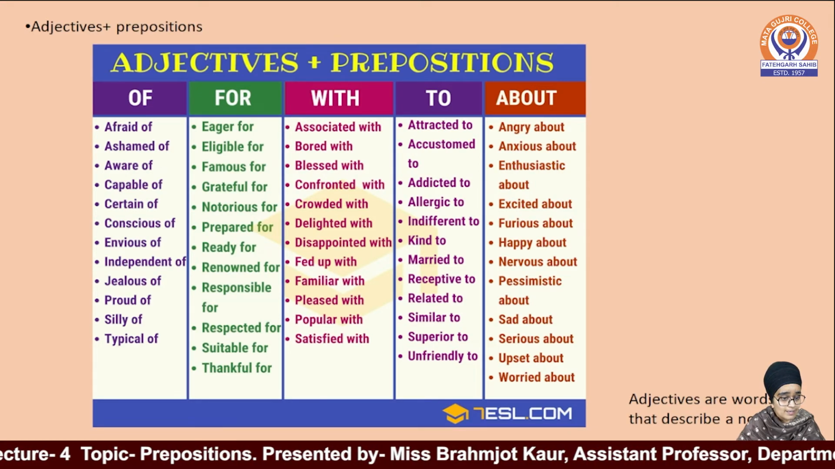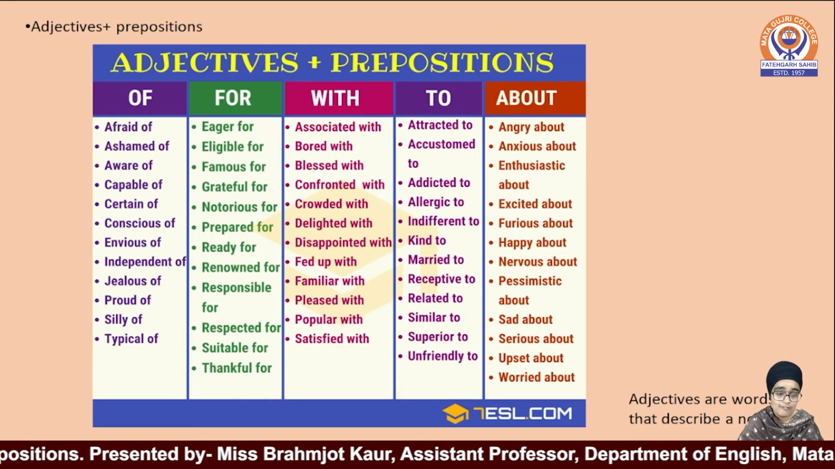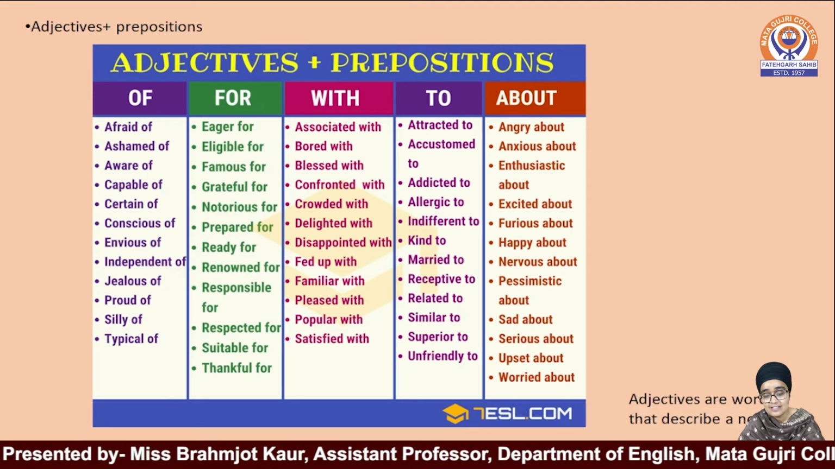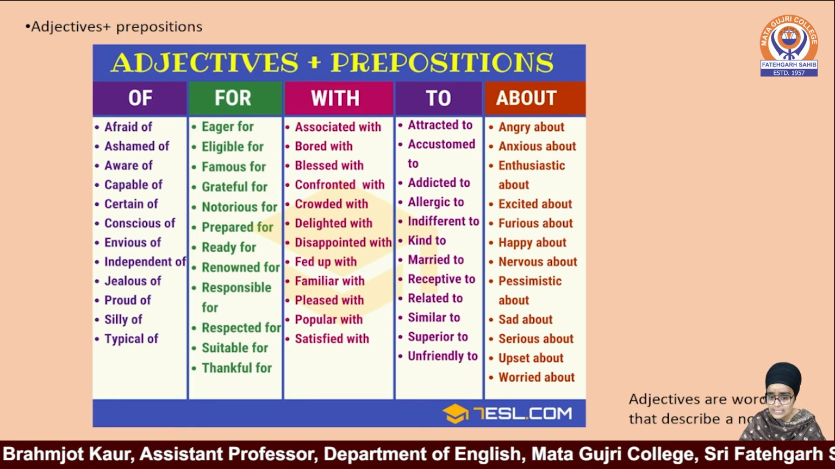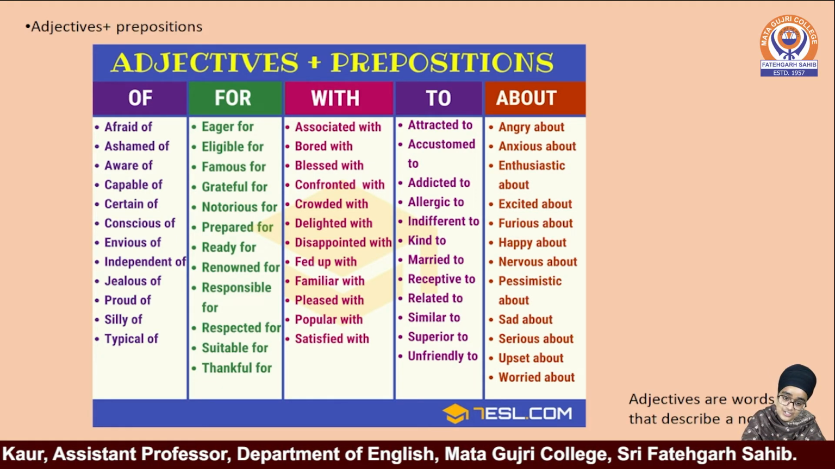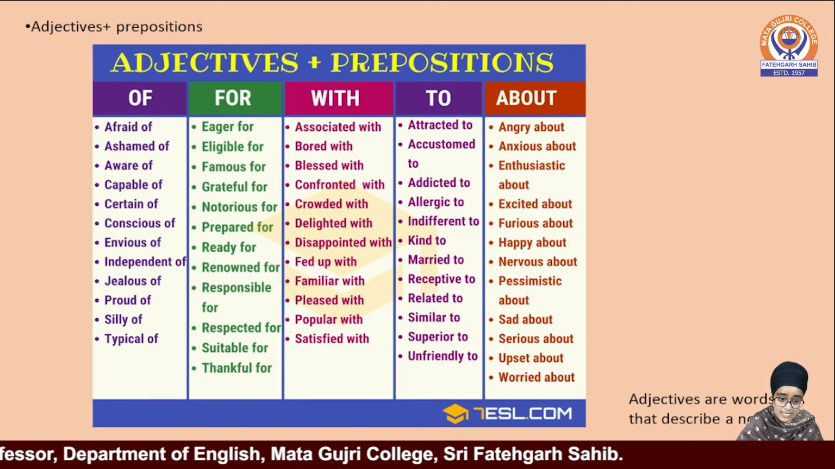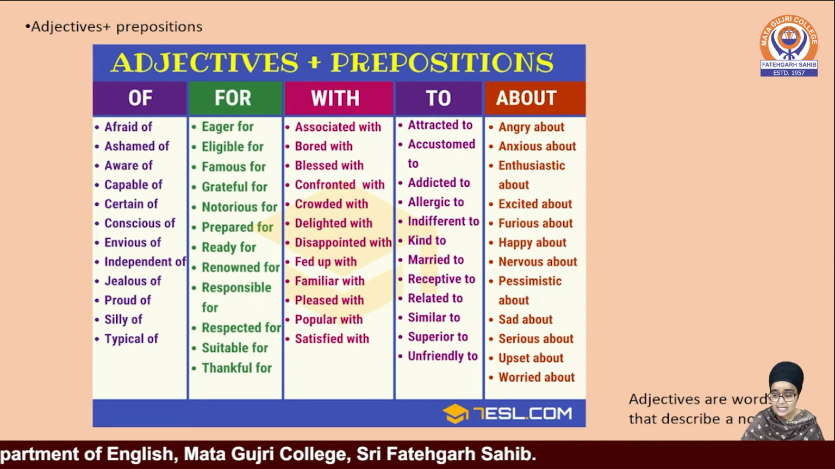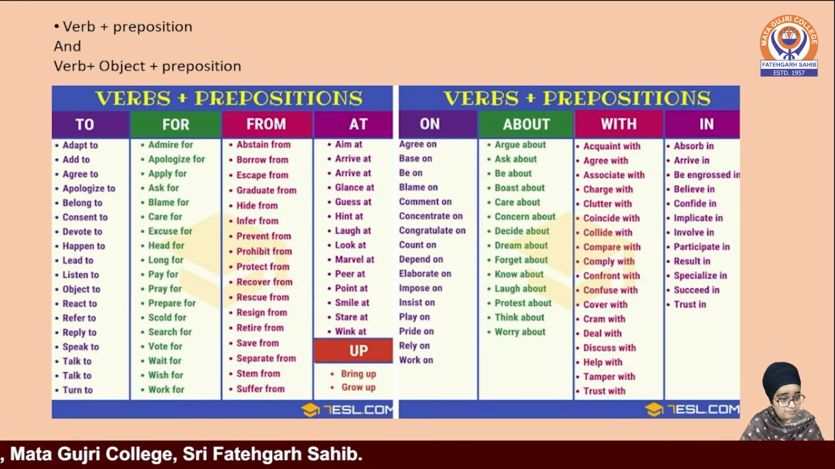Second, you can make sentences with adjectives plus prepositions. Example, afraid of, ashamed of, eager for, eligible for, associated with, bored with. So all these are examples of the structure adjectives plus prepositions. I hope you know what adjectives are. To repeat, adjectives are words that describe a noun. Mostly they come before a noun and they describe a noun.